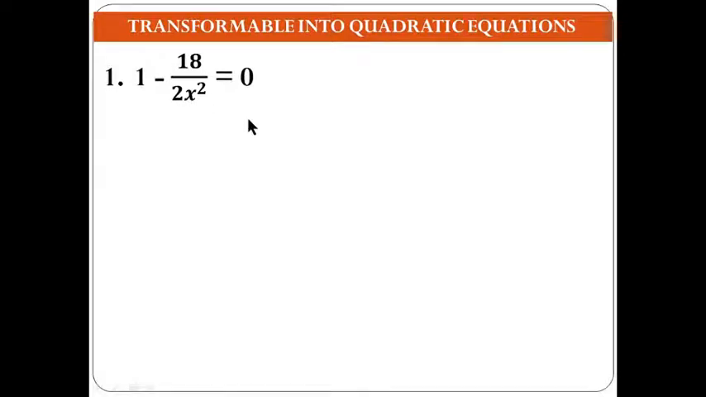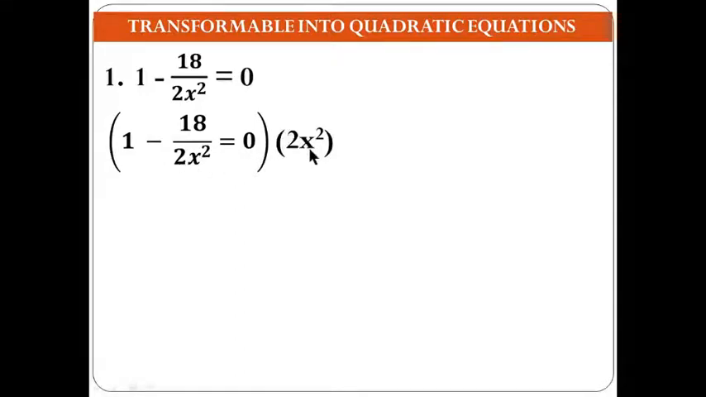So, ang gagawin natin, yung C, identify yung LCD. So, anong LCD ng 1 and 18 over 2x squared? So, denominator ni 1 is 1. Denominator ni 18 ay 2x squared. So, LCD of 1 and 2x squared ay 2x squared.